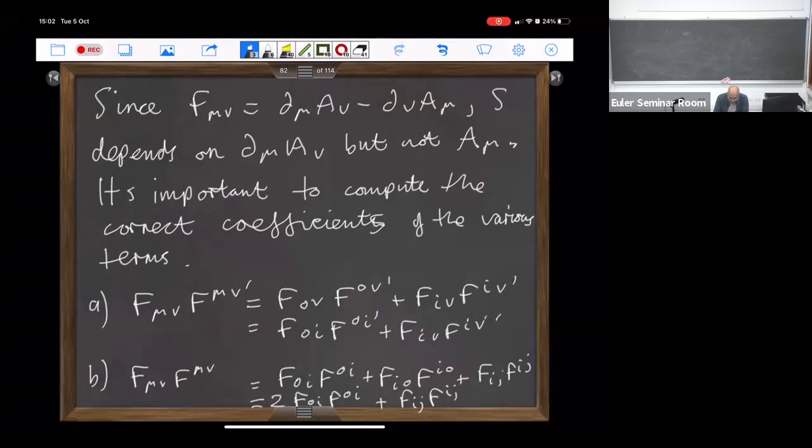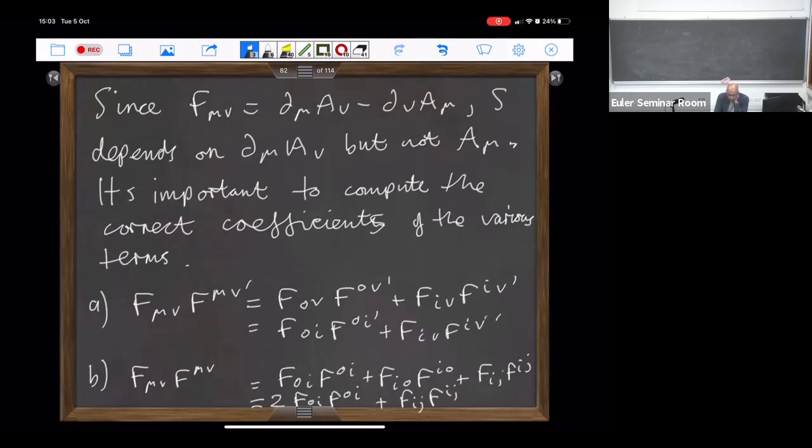So let's consider this expression A, which is like what we have in our proposed action, except this expression has two uncontracted indices. We've only contracted the mu index, but we have a free nu index and a nu prime index. The reason I've written this one down is because in order to calculate F mu nu squared, we have to do it in 2 steps.